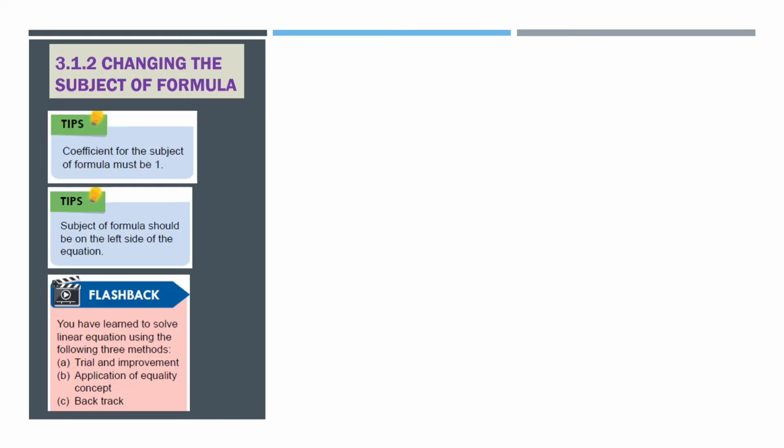3.1.2 Changing the subject of a formula. Now we look at question C, where we need to change the subject of a formula to be M. A equals 5 over 2M. Now we need to change the subject of the formula from A to M. What we need to do is use the application of the equality concept, where we multiply the left side by 2M and the right side by 2M as well.